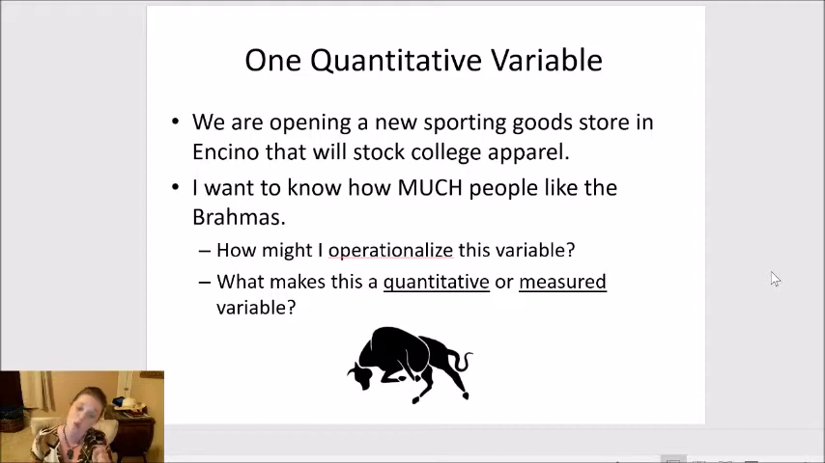And ask yourself, what would make this quantitative? Another synonym for quantitative is often measured, where you're measuring a specific amount of something. What makes it quantitative? It's this word: how much do people like the Brahmas? I could measure it from 0 to 10. I could measure it from 1 to 7. But at the end of the day, I want to know how much Brahma love do they have? That is my question.